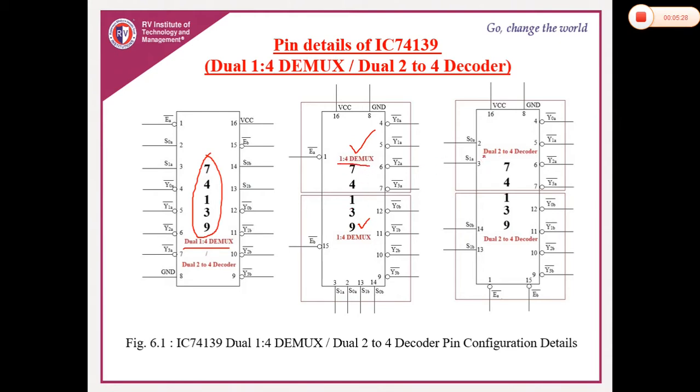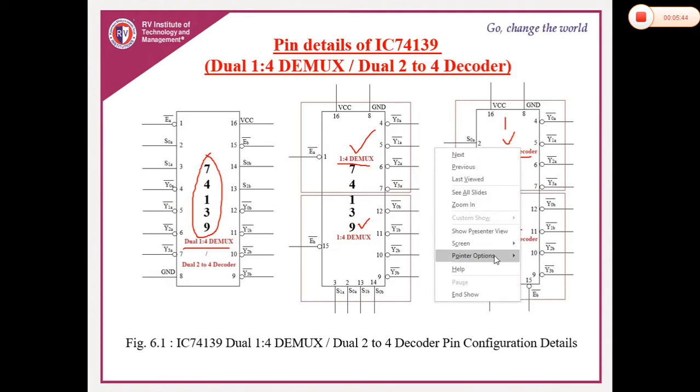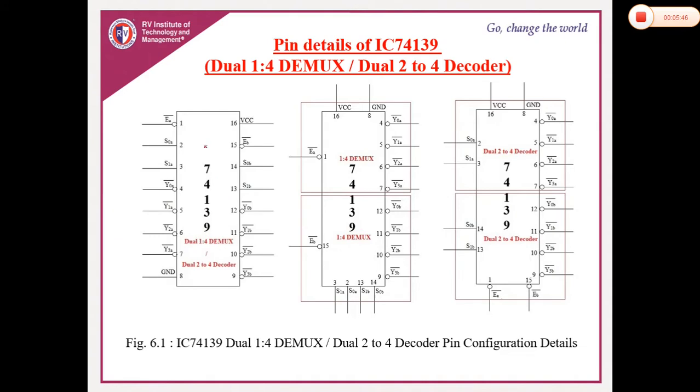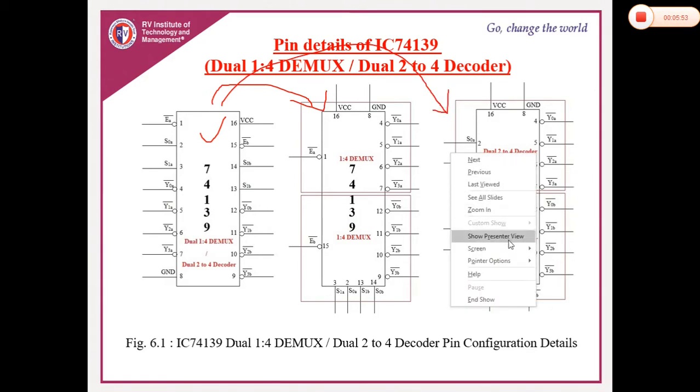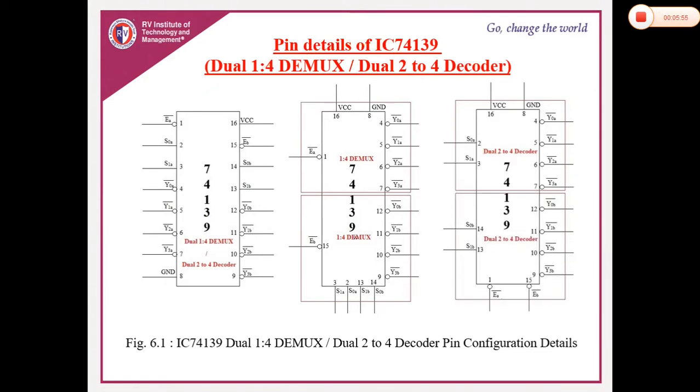One more is the same IC can be used as a 2 to 4 decoder, and we have two 2 to 4 decoders within a single IC, hence it is called a dual 2 to 4 decoder. This is the first 2 to 4 decoder, and this is the second 2 to 4 decoder within a single IC. Means a single IC can be used for two different applications. It can be used as a demultiplexer. The same IC can be used as a decoder also. Is it okay?